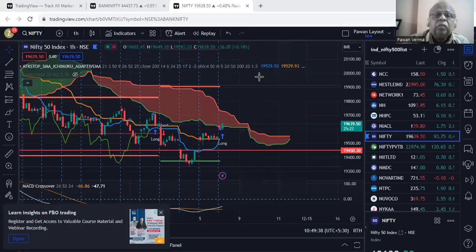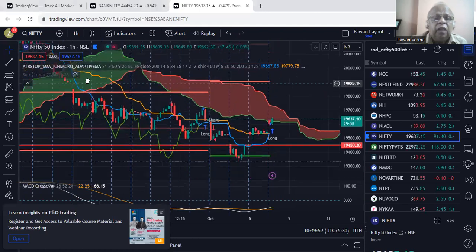So friends, I am just taking you to the chart of Nifty first. Then we will talk about the Bank Nifty. This is the chart which I am sharing of Nifty. See what is happening in Nifty when you apply the Ichimoku indicator on the chart. I have opened the 1 hour time frame.